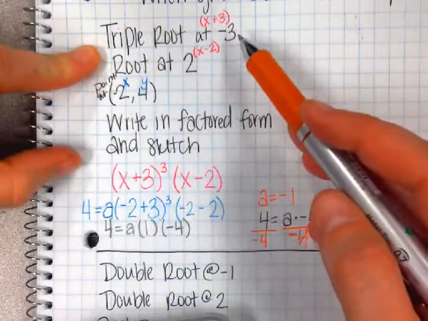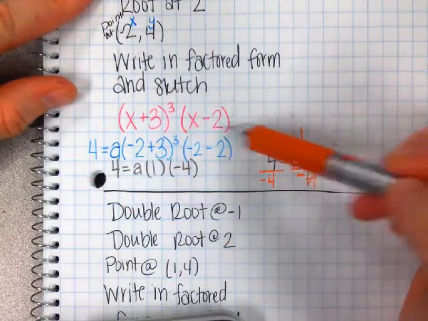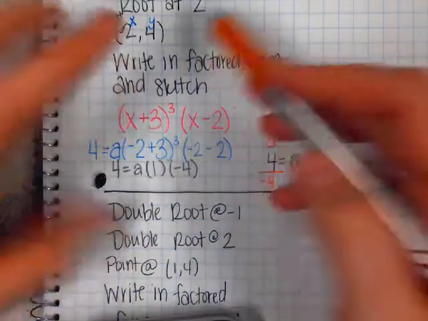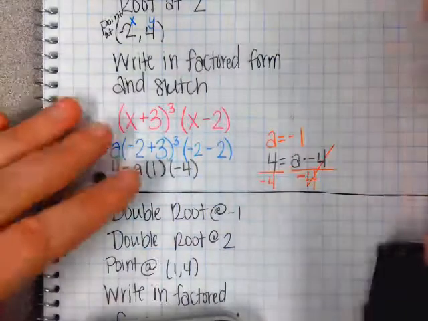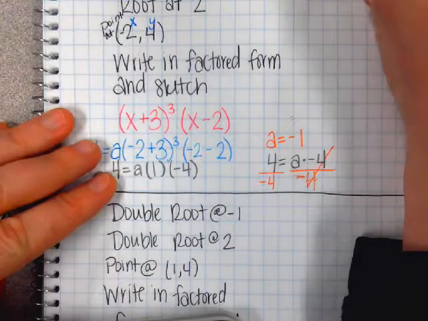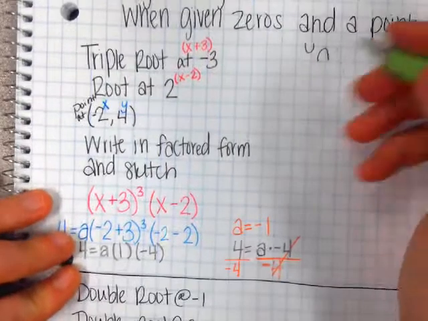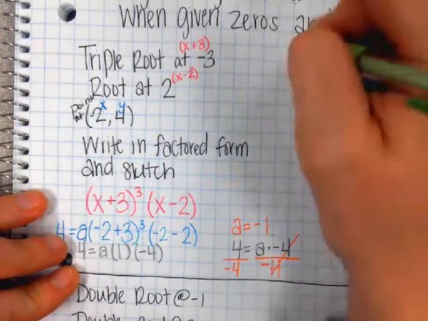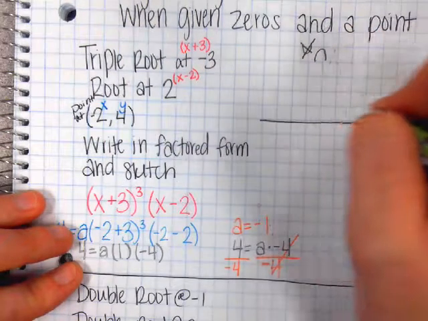Now we need to decide what the degree is. So it's a cubed and just a single. Cubed and single, remember, means that it's a degree of 4. So both ends are either going to go up or down. Since it's a negative leading coefficient, both ends need to go down.